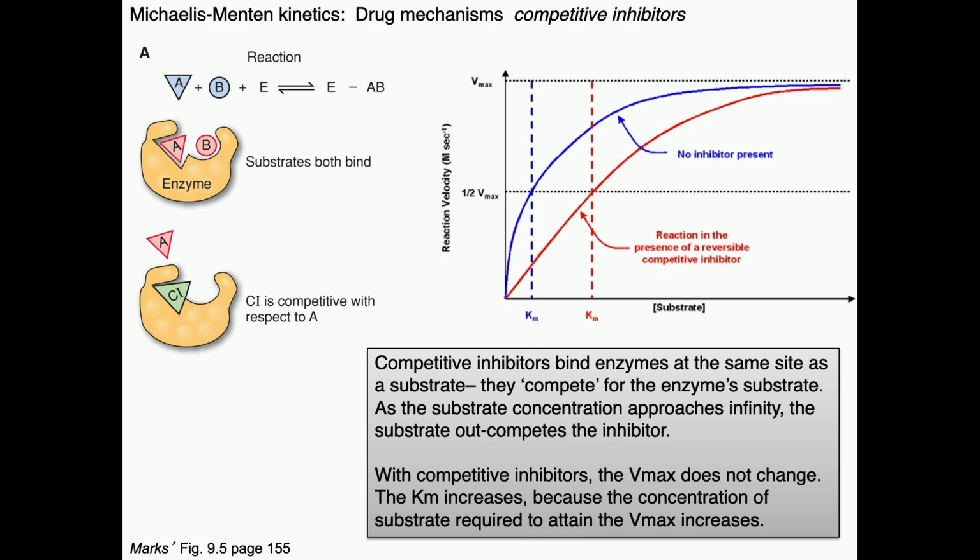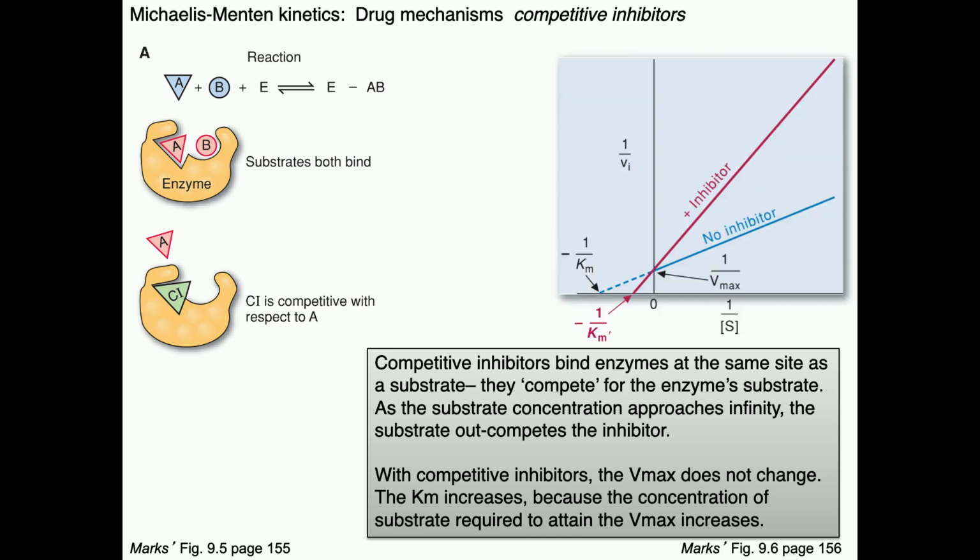Okay, so that's how it looks on the Michaelis-Menten plot. If we look at it on the Lineweaver-Burk double reciprocal plot, the Km gets larger, so the -1 over Km is closer to the origin in the presence of a competitive inhibitor. The Vmax, the intersection of the y-axis here, that's the same. Or excuse me, the 1 over Vmax. Good?